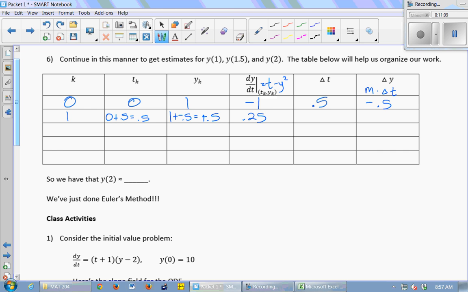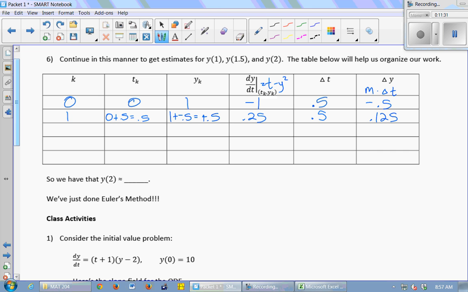Delta t is just going to stay a constant 0.5. Delta t is something that you choose or your textbook tells you what size to use. And then we calculate our new delta y, which is slope times delta t. 0.25 times 0.5 is 0.125.